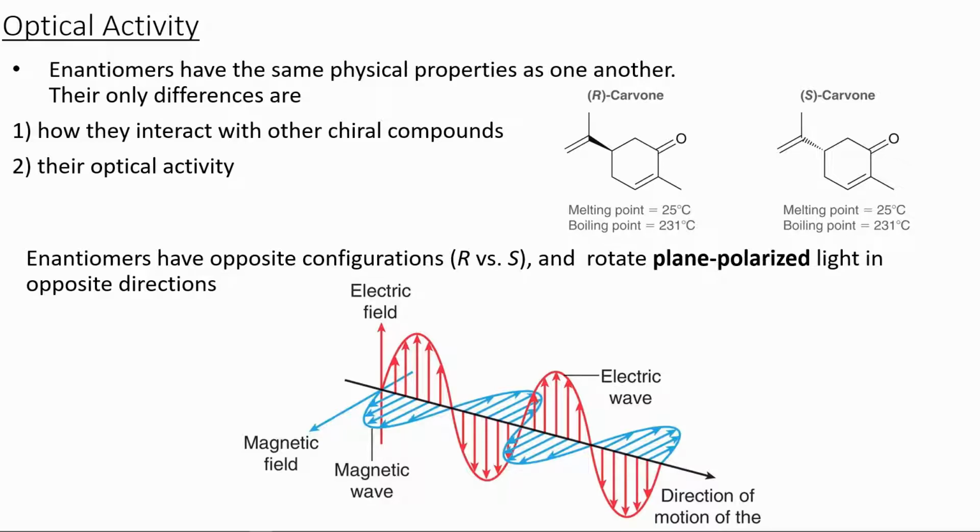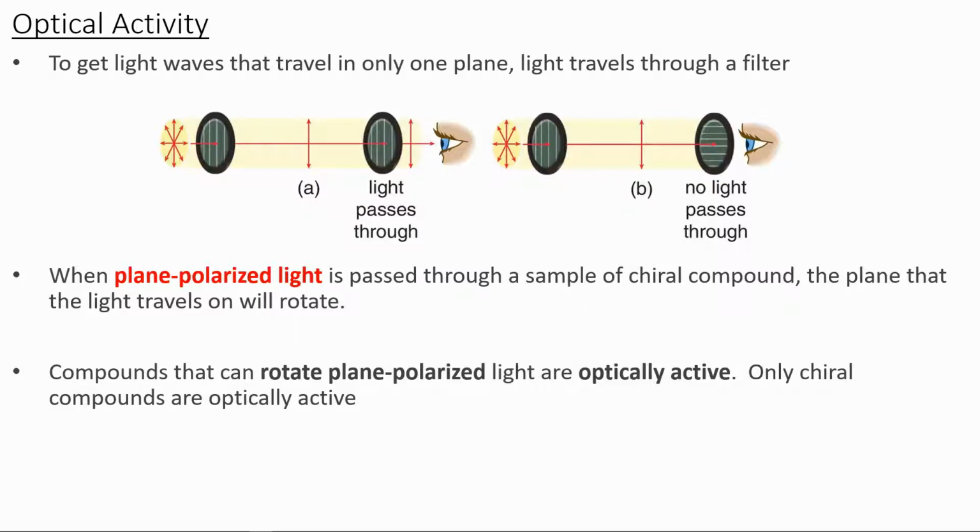There are going to be two major differences that the R enantiomer will have relative to the S enantiomer, and that's going to be how they interact with other chiral compounds. So the R enantiomer might react differently than the S enantiomer with another chiral compound. And then the second difference will be their optical activity. The enantiomers are going to have the opposite rotation of plane polarized light. And in order to discuss that, we'll first have to discuss what plane polarized light is.